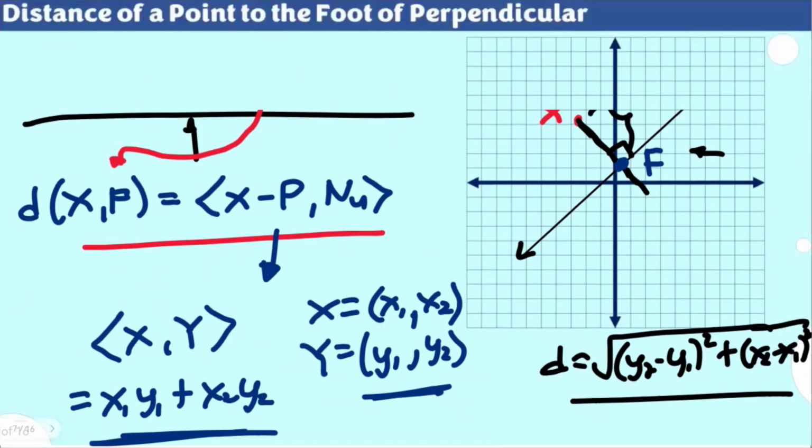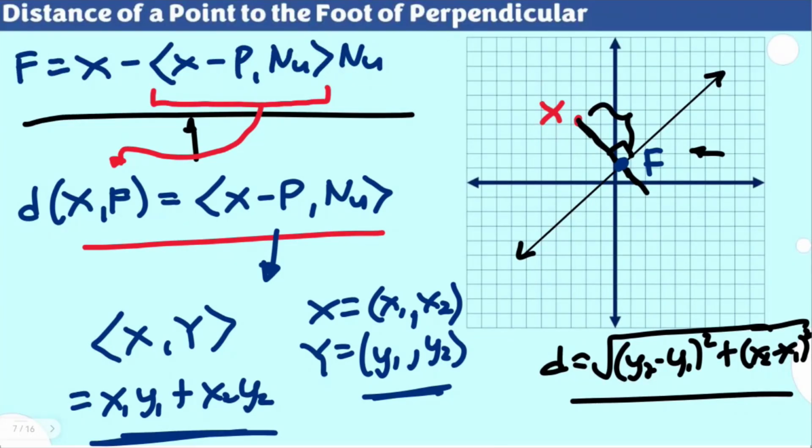So to make sure that our distance is positive, we include here an absolute value. This is now the formula for our distance from the point to the foot of the perpendicular, using a portion of the formula for the foot, but making sure that it's the absolute value so that our distance is positive. So we're going to use this as part of our practice here.